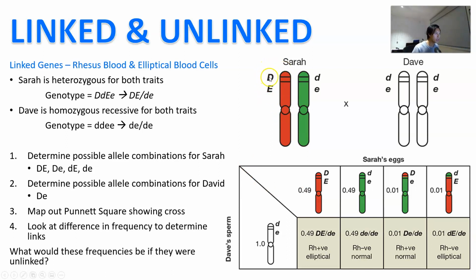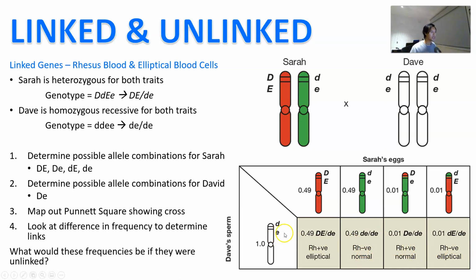So you're more likely to get capital D capital E, or lowercase d lowercase e, up along here and along here. In fact, 0.49 out of 1, so 49% of the time, you're going to get red, capital D capital E, or green, lowercase d lowercase e. And with a very small chance, 1% of the time, you're going to get the other two combinations. So if they were to have kids, most likely their kids will have rhesus positive and elliptical blood, or rhesus negative and normal, but the in-betweens are very unlikely.